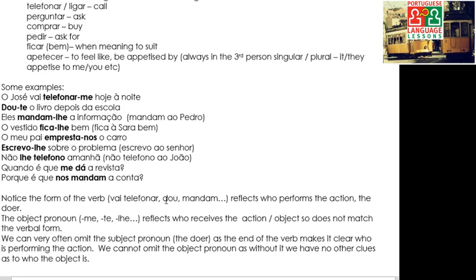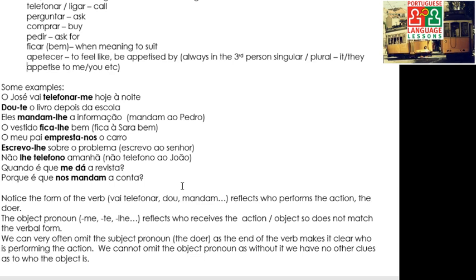Let's look at some examples. That's always the best. O José vai telefonar-me hoje à noite. José is going to phone me tonight. Dou-te o livro depois da escola. I'll give you the book after school. Eles mandam-lhe a informação. So, replacing Pedro, instead of saying mandam ao Pedro, mandam-lhe, send to him. O vestido fica-lhe bem. Could be replacing fica à Sarah bem. Suits Sarah, suits her well.